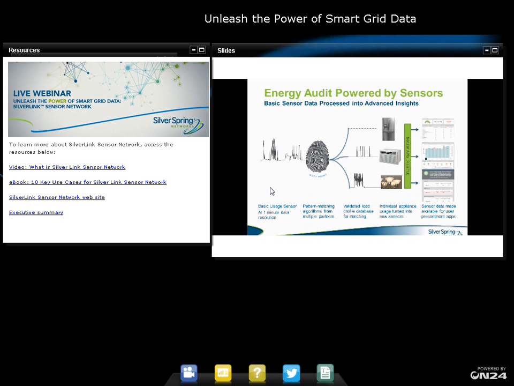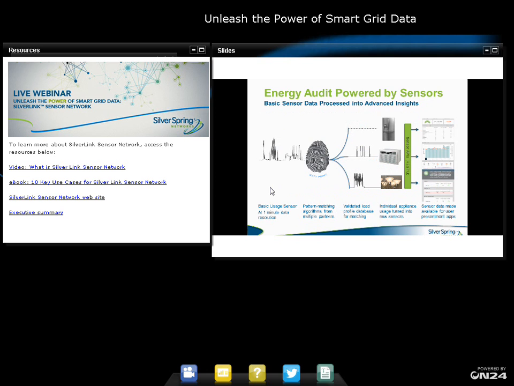I think our next example is really interesting, and it's one of the first things that we've seen in the industry that can only be done using the power of the Silverlink Sensor Network. We've got a number of partners that we've been talking about recently that use the Silverlink Sensor Network to power energy audits. Before, if you wanted an energy audit, you'd have to have someone come to your premise and instrument every single appliance in the home. That can cost upwards of $400 to get an accurate reading of all the different electricity usage of every single device in your house. Remember, many homes have dozens and dozens of devices that are always on now.